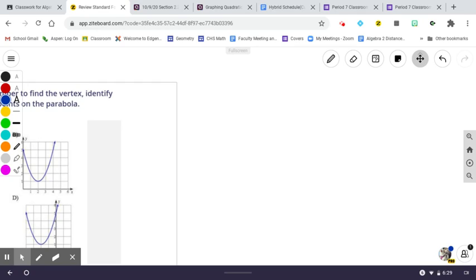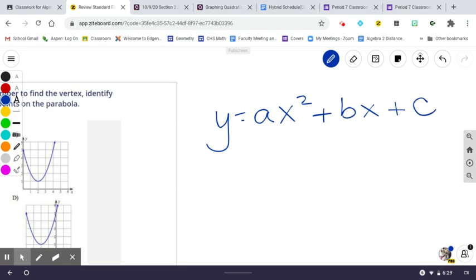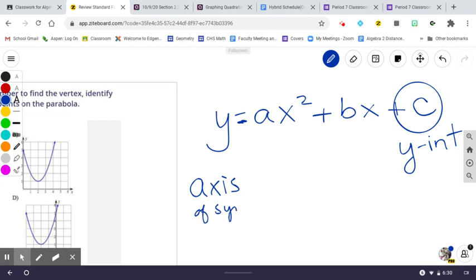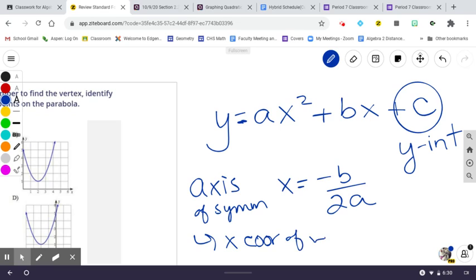Remember that standard form is y equals ax squared plus bx plus c. Remember that we learned that c is your y-intercept, where the graph hits the y-axis. And then you use your a and your b to find the axis of symmetry. The axis of symmetry is x equals negative b over 2a. It's the same as the x coordinate of the vertex. So that's usually what we find first.